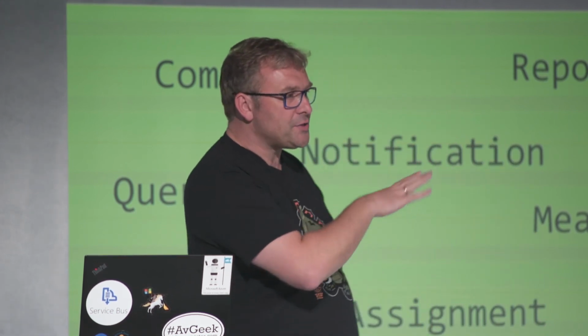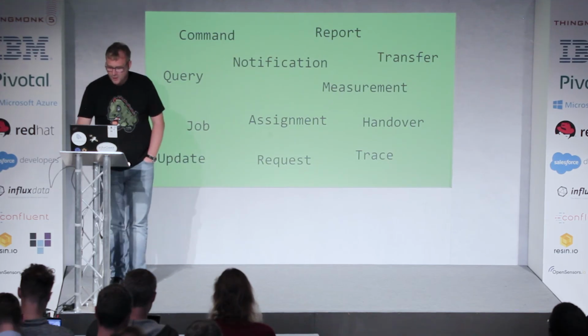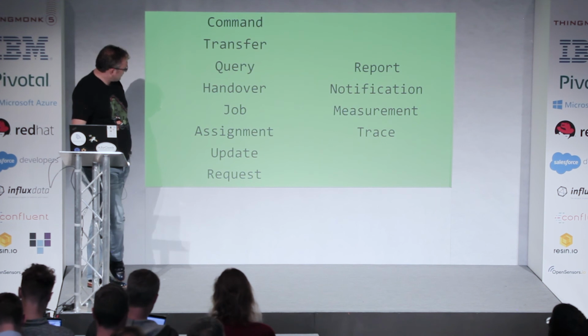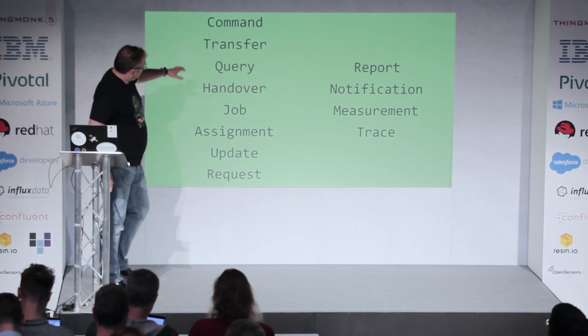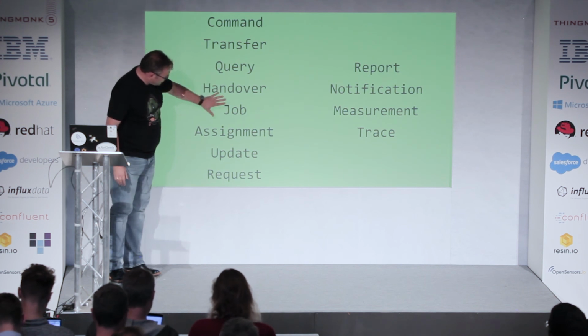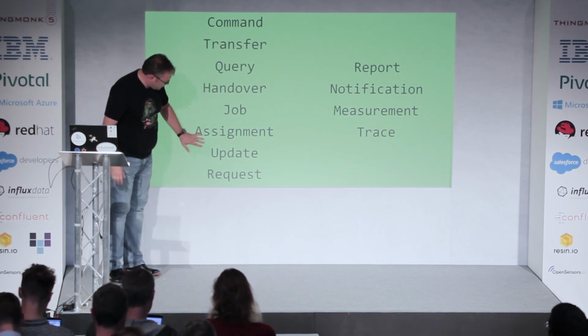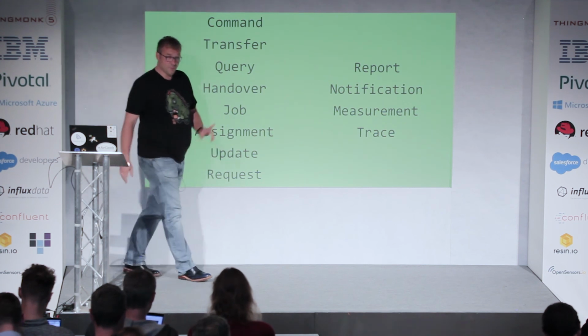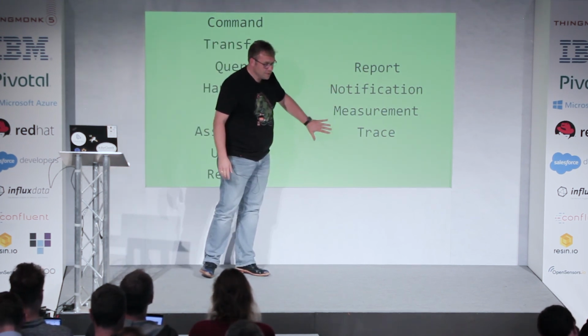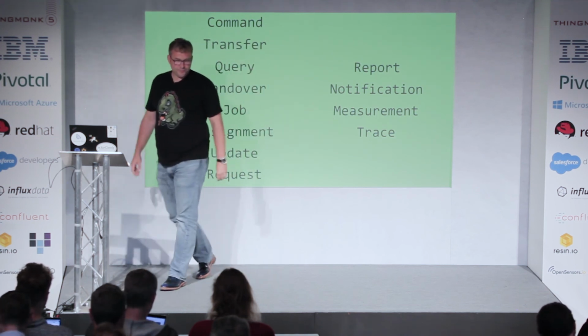So how does this help us get some clarity around what things are? Let's create a bit of a structure around those. We're grouping them. Command, transfer, query, handover of control, job, assignment, update, request, versus report, notification, measurement, trace. There's a difference between those.